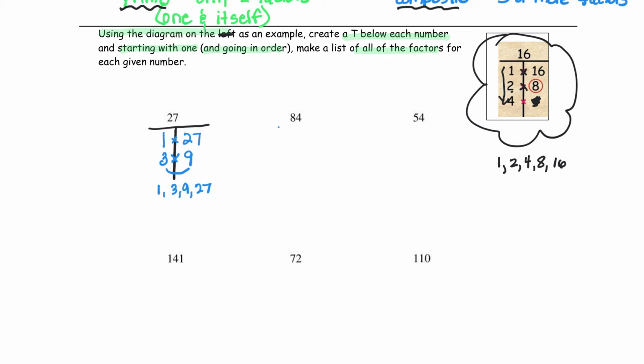The next one is 84. This is a bigger number, so it's going to take a little bit more space. For 84, 1 times 84. Can 2 go into 84? The answer would be yes. Why? Because it's an even number. 2 times 42. How about the number 3? Can 3 go into that number?